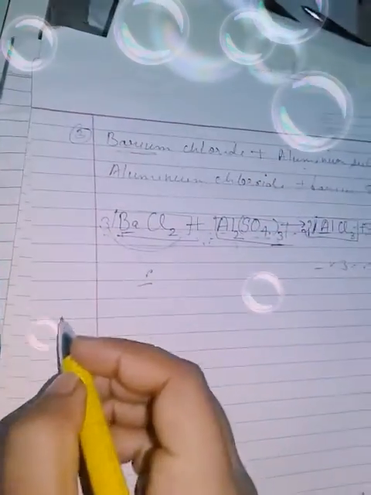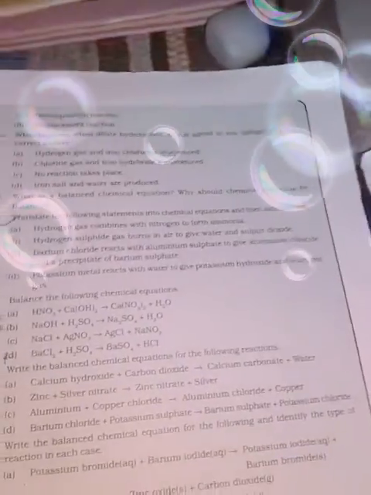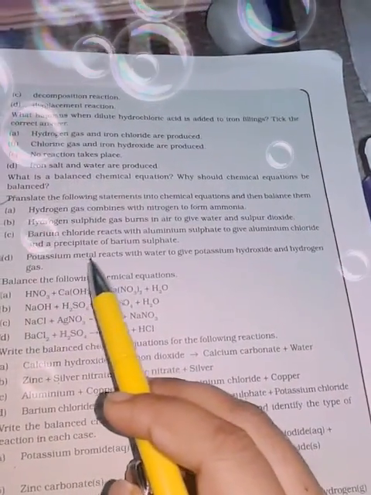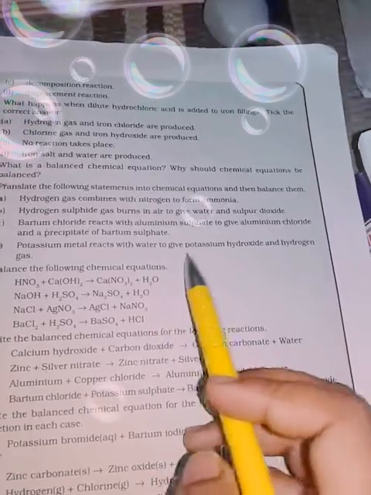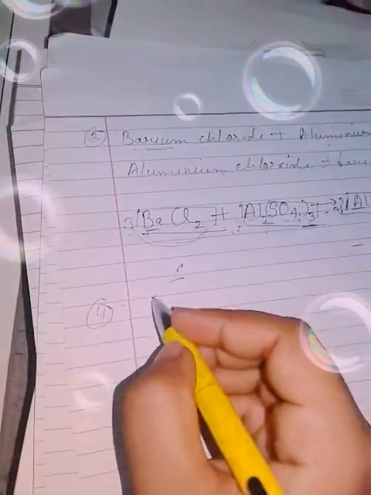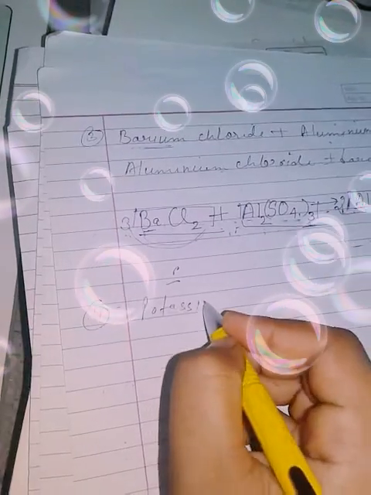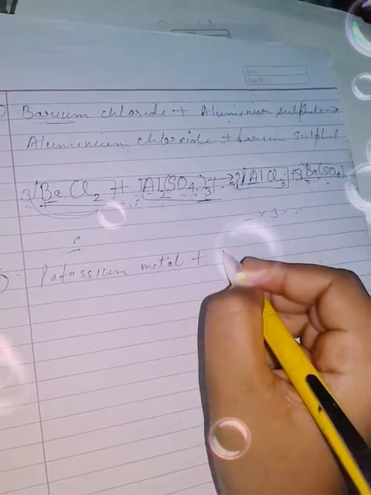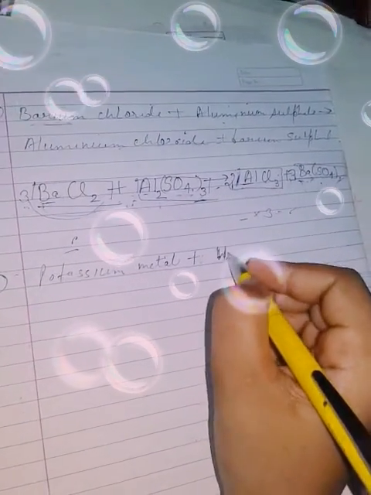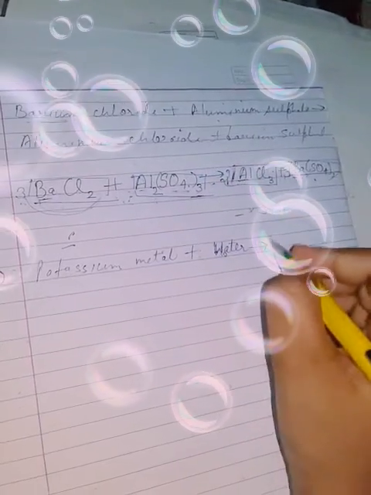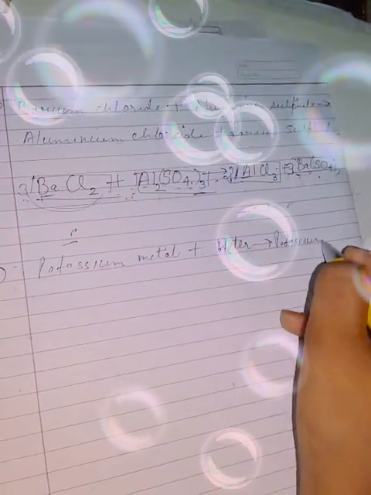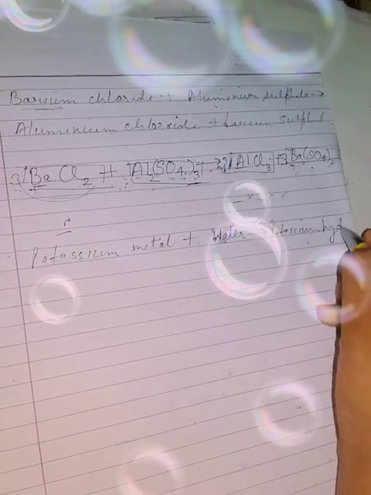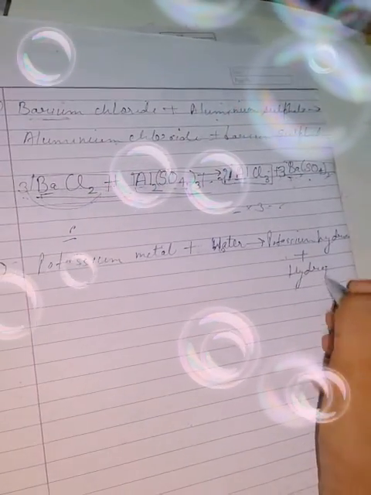This was our third part. So let us switch now to the fourth part. Look at that fourth part carefully. Potassium metal reacts with water to give potassium hydroxide and hydrogen gas. So here is potassium metal. It reacts with water to give you potassium hydroxide plus hydrogen. So let us first translate this whole word problem into our symbol problem.